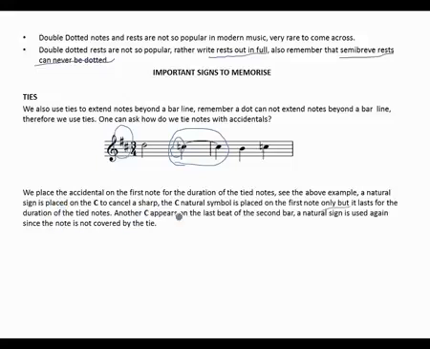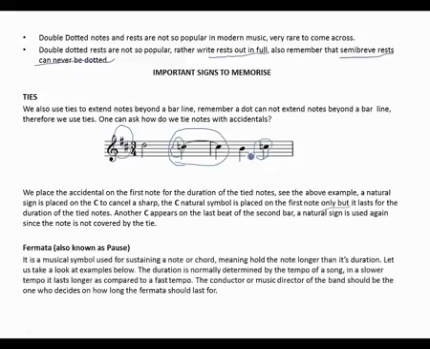Another C appears on the last beat of the second bar. A natural sign is used again, since the note is not covered by the tie. So this note is outside the tied note, so we are supposed to add another natural sign to it. Otherwise, the C sharp here is still applicable. So we cancel it again by adding a natural sign before the note.